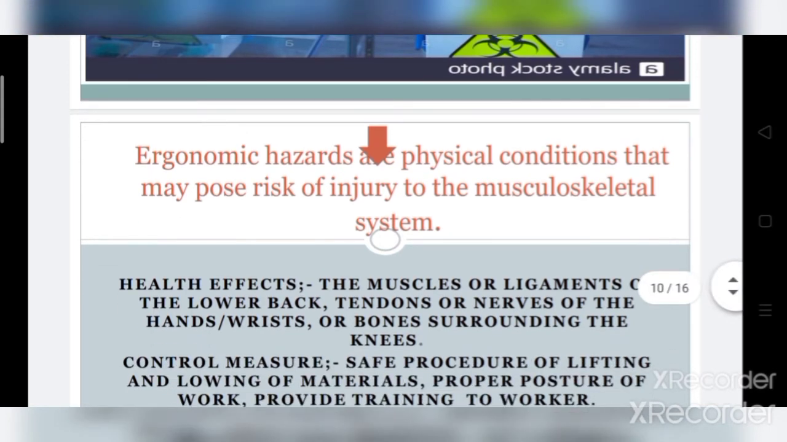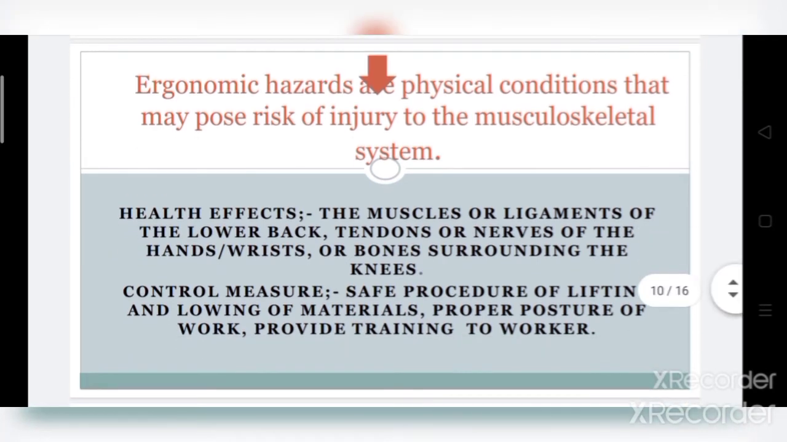So the health effects due to ergonomic hazard are musculoskeletal disorder, effects on ligaments, lower back pain, and tendons. The nerves of the hand are also affected due to ergonomic hazard. So an ergonomic hazard means a situation or condition in which our body does not stay in the proper way or proper condition. So it gives us back pain and neck pain. This is called an ergonomic hazard, or knees also pain.